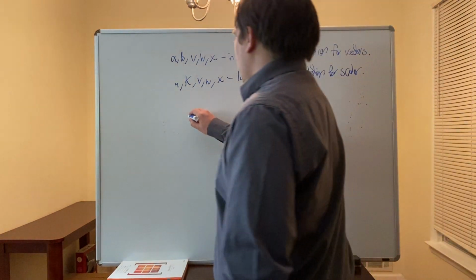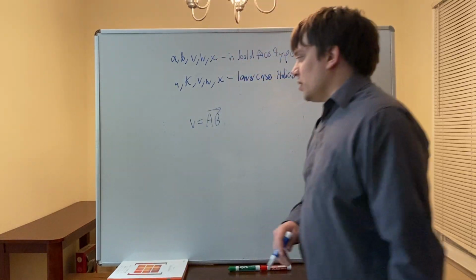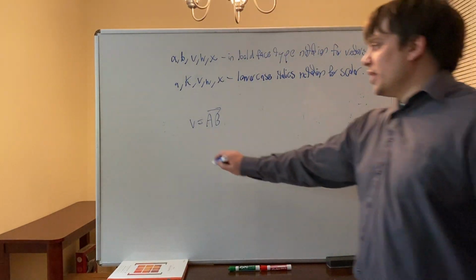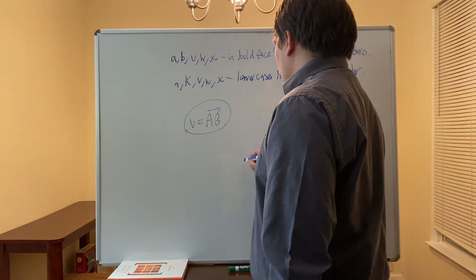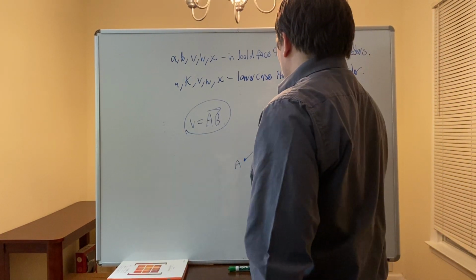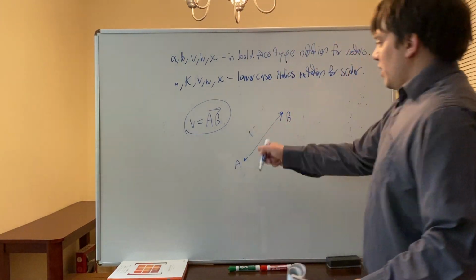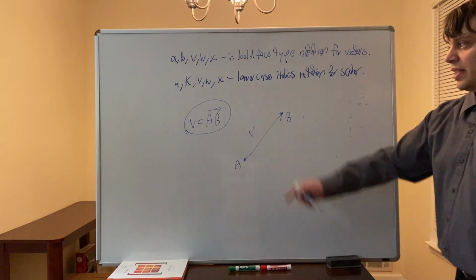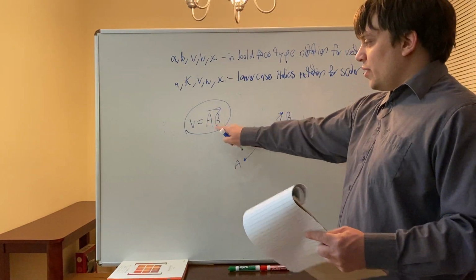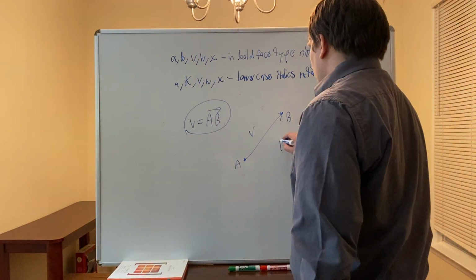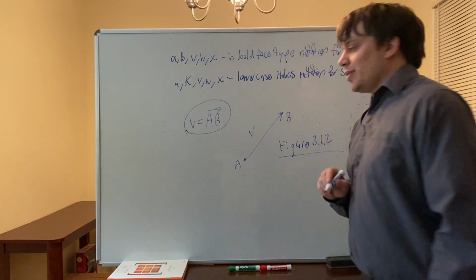So, for instance, if we have a vector v like this, if we use this notation to represent a vector v, this would be a vector with initial point A and terminal point B. This arrow would be v, and it would be equal to the vector AB. Initial point A, terminal point B. This is figure 3.1.2 in the book.